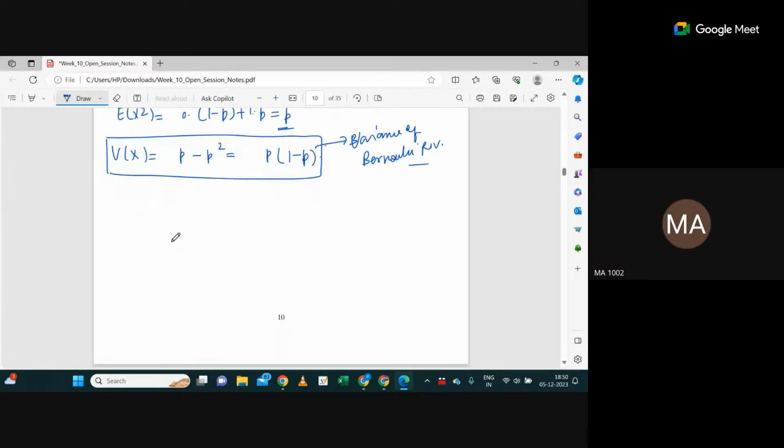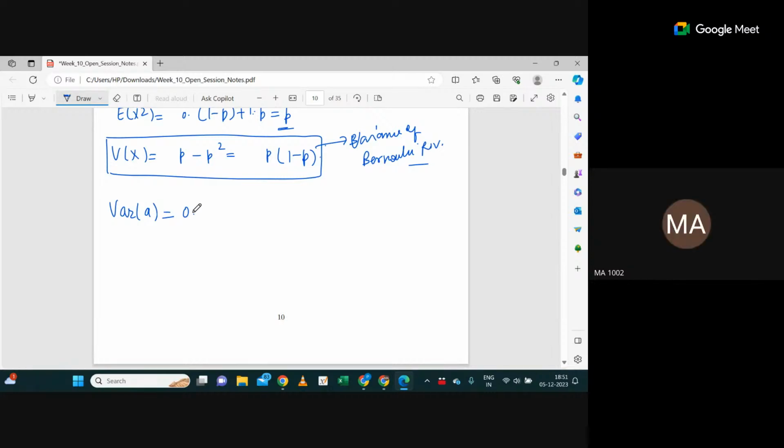Okay. So there are some properties. Tell me, what about the variance of a constant? Suppose a is a constant. Tell me what about the variance of a constant? Zero is correct, but why? Because it is a constant, so there is no variation.